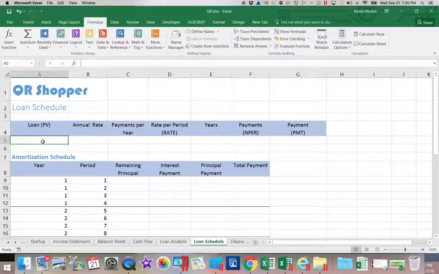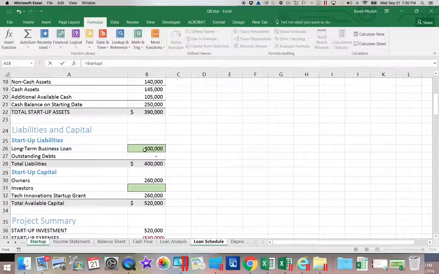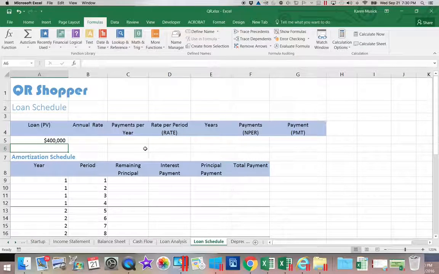So in A5, we are going to enter a formula that goes back to our startup worksheet, equals startup, and selects the amount that we entered there for our long-term business loan. When you hit enter, it will bring the amount back. We are assuming that we can get that 5% loan we've been talking about. And we are also assuming that we're still going to be making quarterly payments, so 4 payments a year.